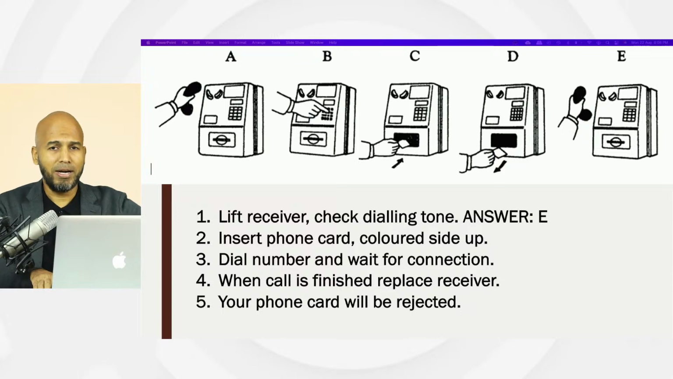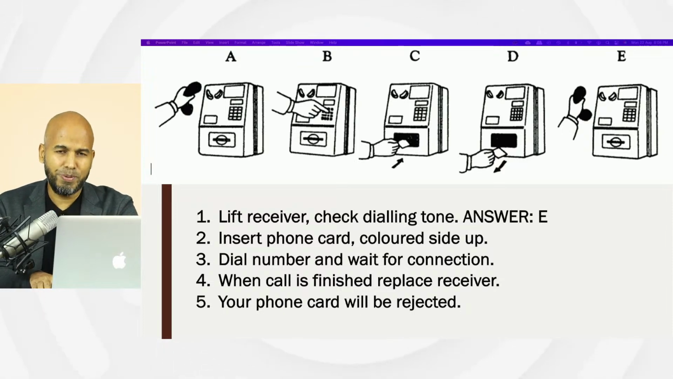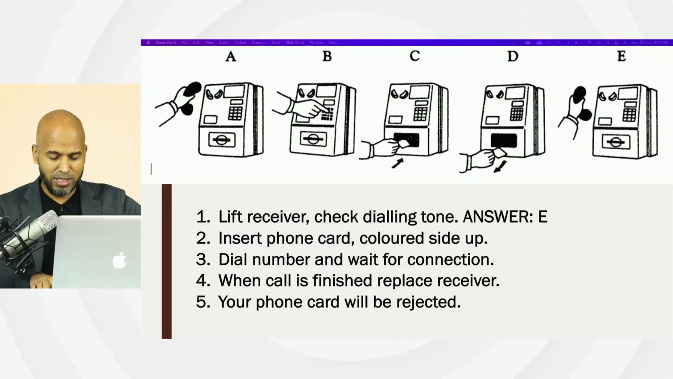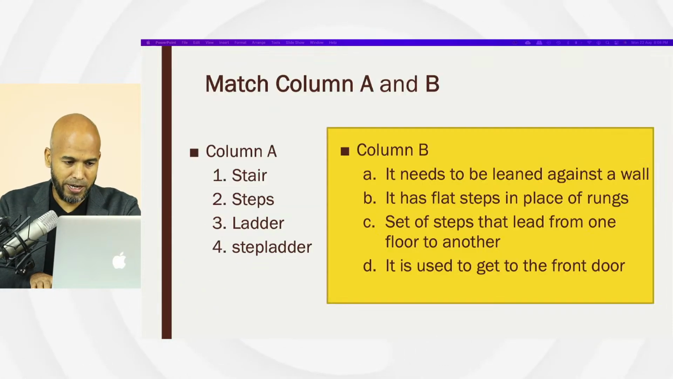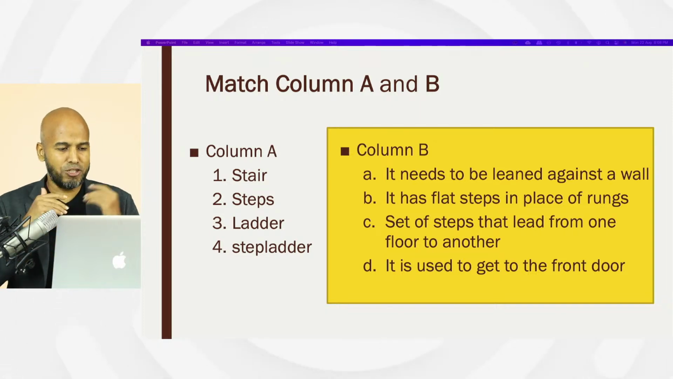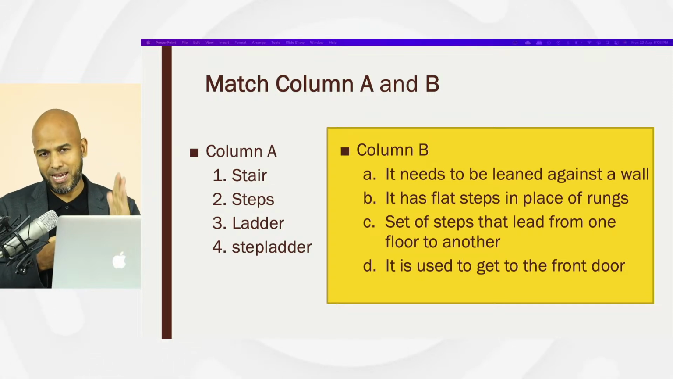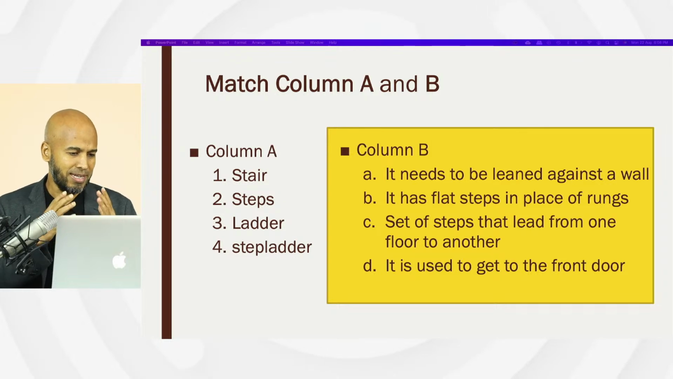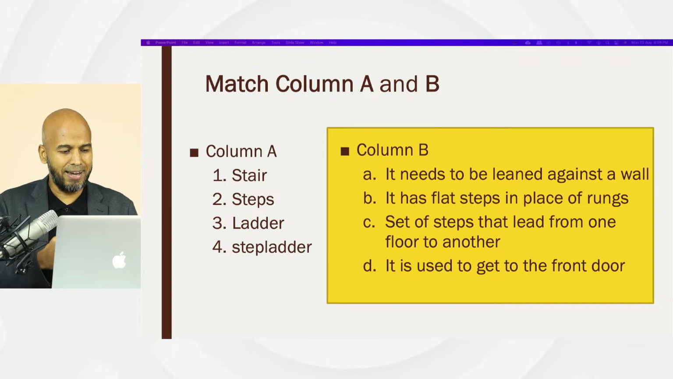Okay, but your IELTS matching information would be a bit difficult, but don't worry, I will go step by step, slowly, to the difficulty level. Okay, higher level. So now it's a different one, but again, it's matching. Matching column A with B. So column A says, as you see, 1, 2, 3, 4: the stair, steps, ladder, and step ladder.